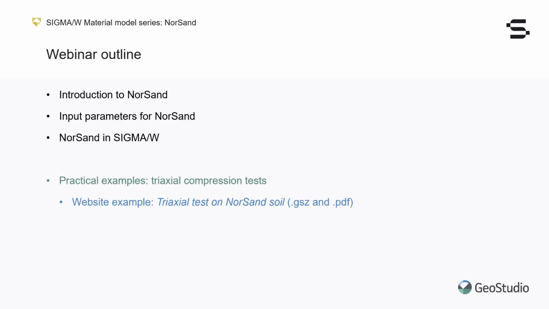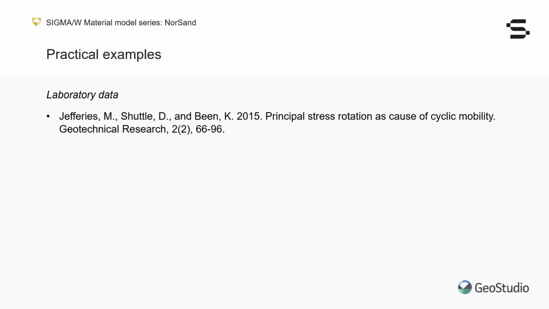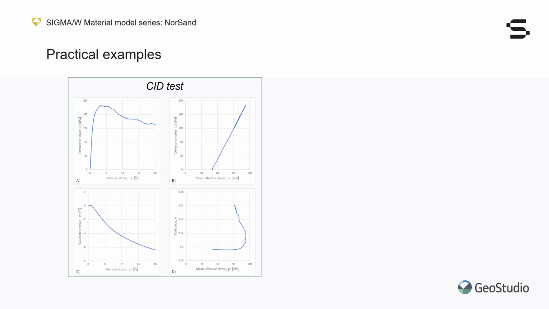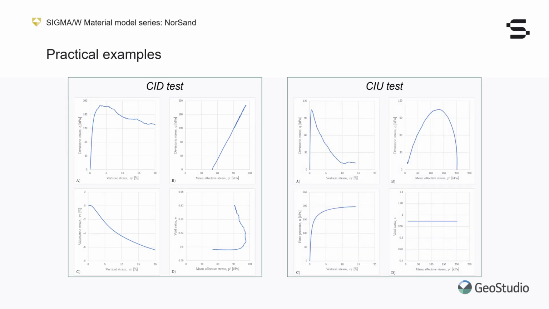Underlying many aspects of this webinar will be practical examples of triaxial compression tests. Users are encouraged to visit Geoslope's website to download the triaxial test on NorSand soil example to serve as a reference. A set of laboratory data published by Jeffries and collaborators is used throughout this webinar to evaluate NorSand's performances using real-life examples. This dataset includes 7 drained and 5 undrained triaxial compression tests performed on the Fraser River sand. These drained and undrained triaxial tests were performed at a variety of initial densities and stresses, giving us the possibility to use NorSand for dense as well as for very loose soils.